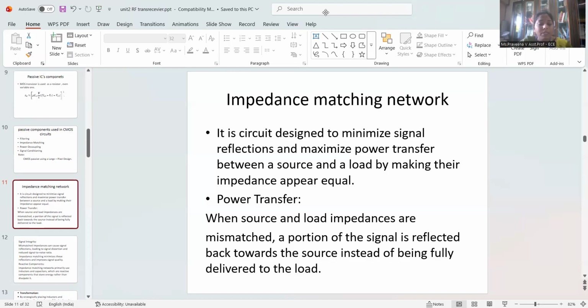What are the key benefits? It maximizes power transfer and minimizes signal losses, it will improve the system efficiency, and it will enhance the signal quality and range. That is the main important point in impedance matching.